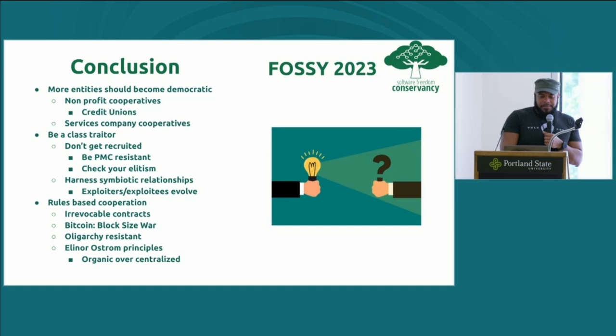That's really it. So, conclusion: more entities should become democratic. You have nonprofit cooperatives. There's such a thing. Credit unions are cooperatives. It's one person, one vote, and they're nonprofit. You have an example right there. Service companies can be cooperatives too. Whatever you want to call it, it's one person, one vote, full participation in deciding what to do with the surplus.